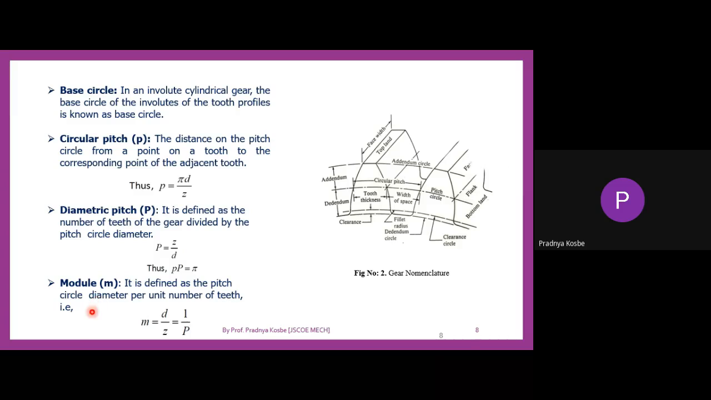Module. Module is a very important term. When we design a gear, we find out the module. And the module of meshing gears is always the same. It is defined as the pitch circle diameter per unit number of teeth. So m is equal to D divided by Z, that is, pitch circle diameter divided by number of teeth, or it is the inverse of diametral pitch, that is 1 by P.